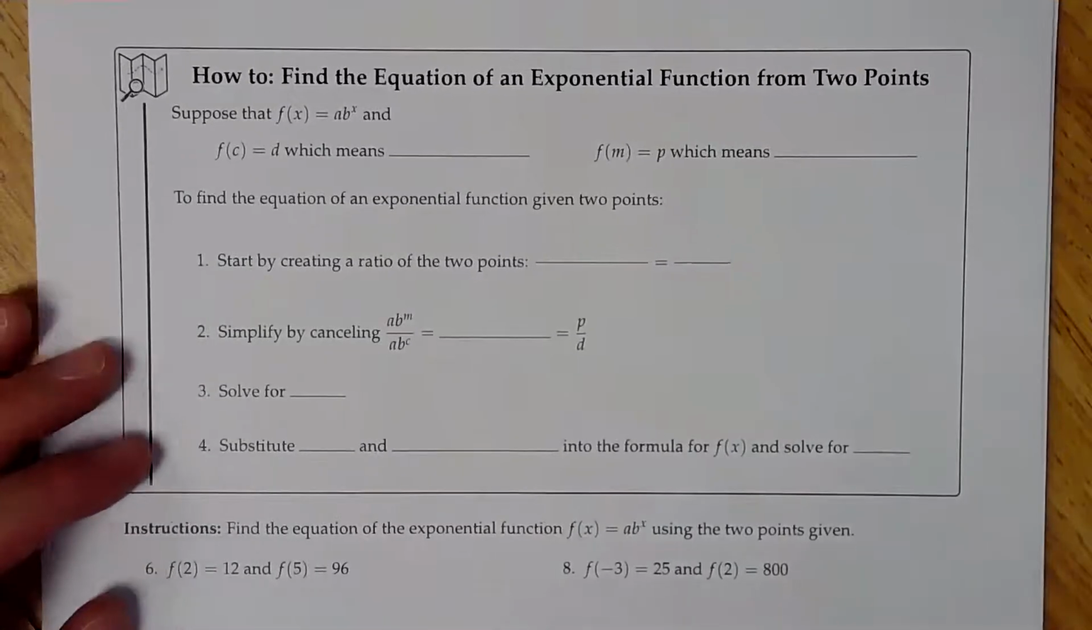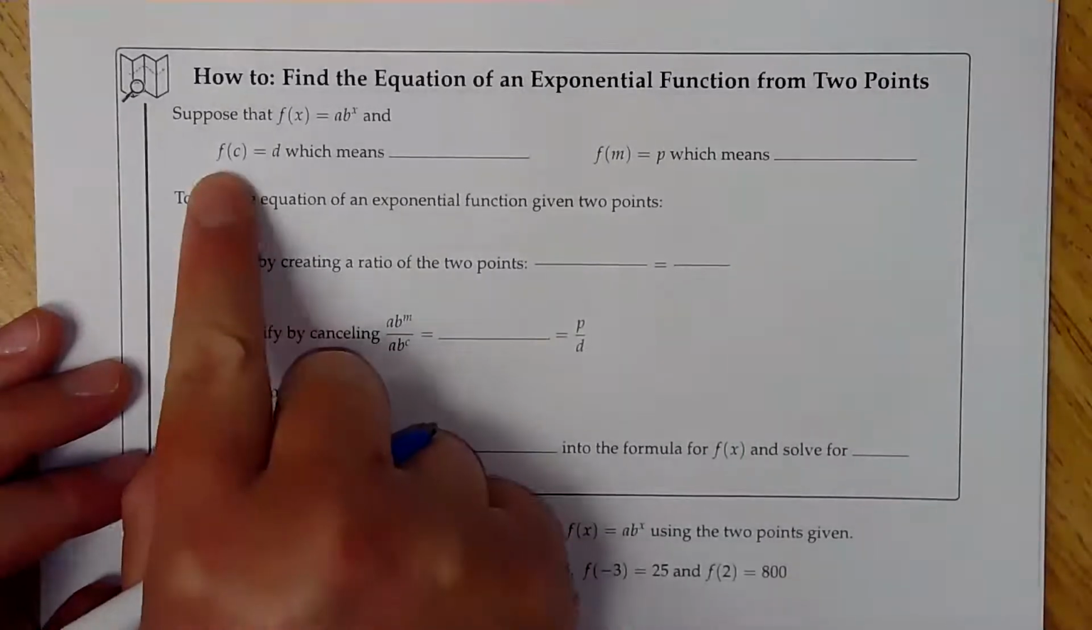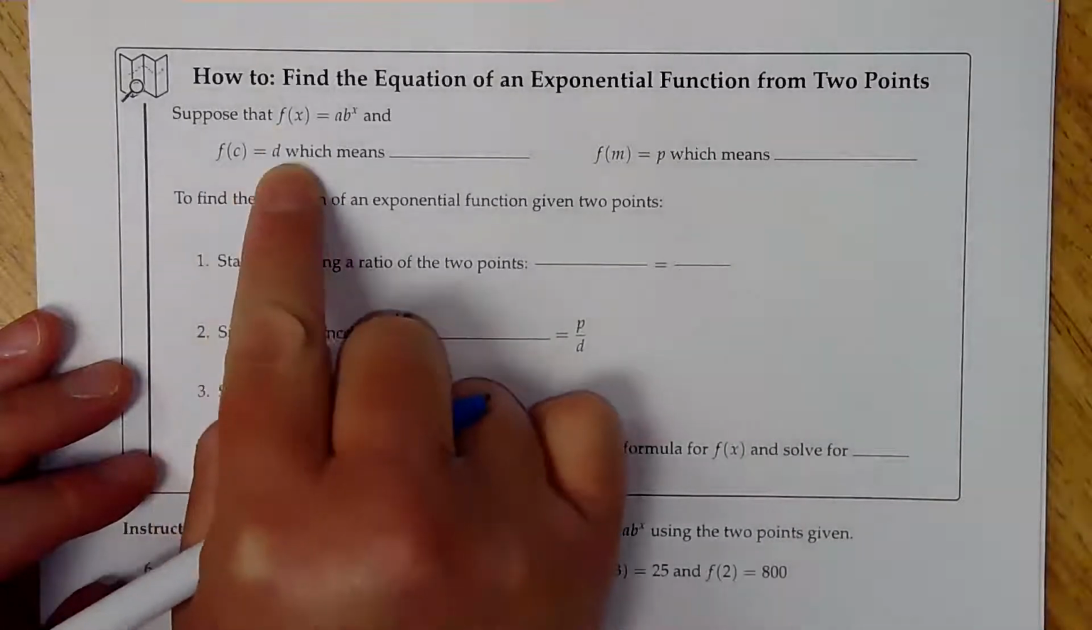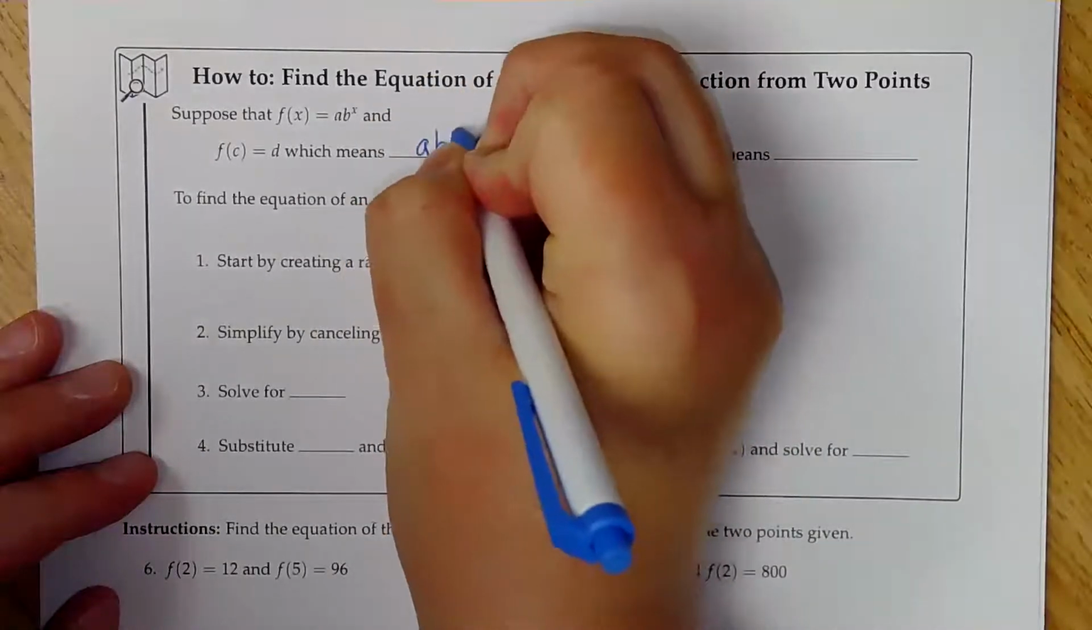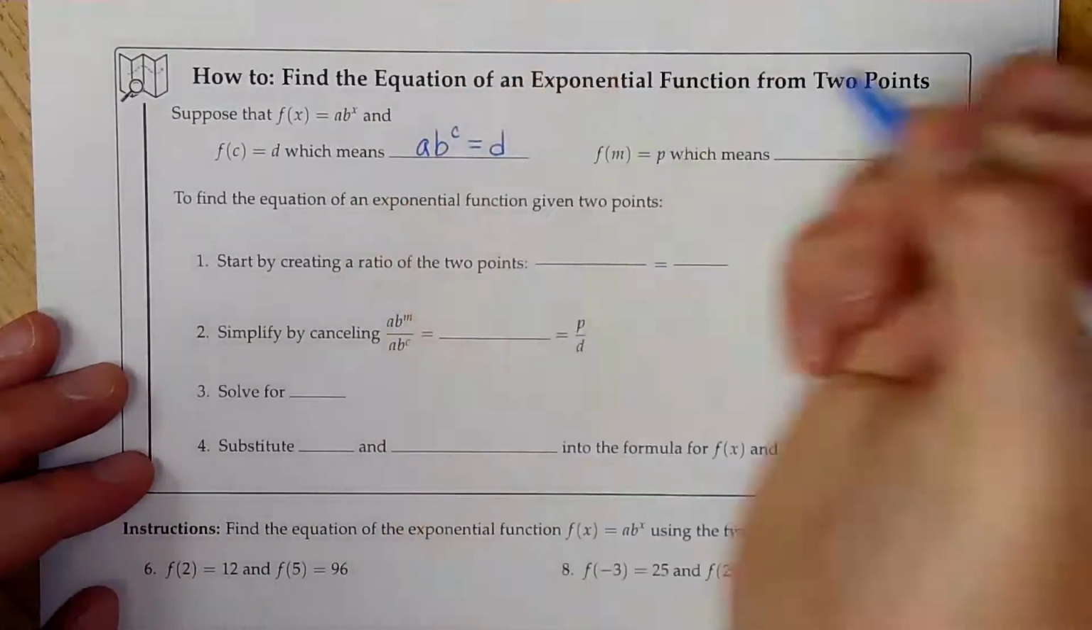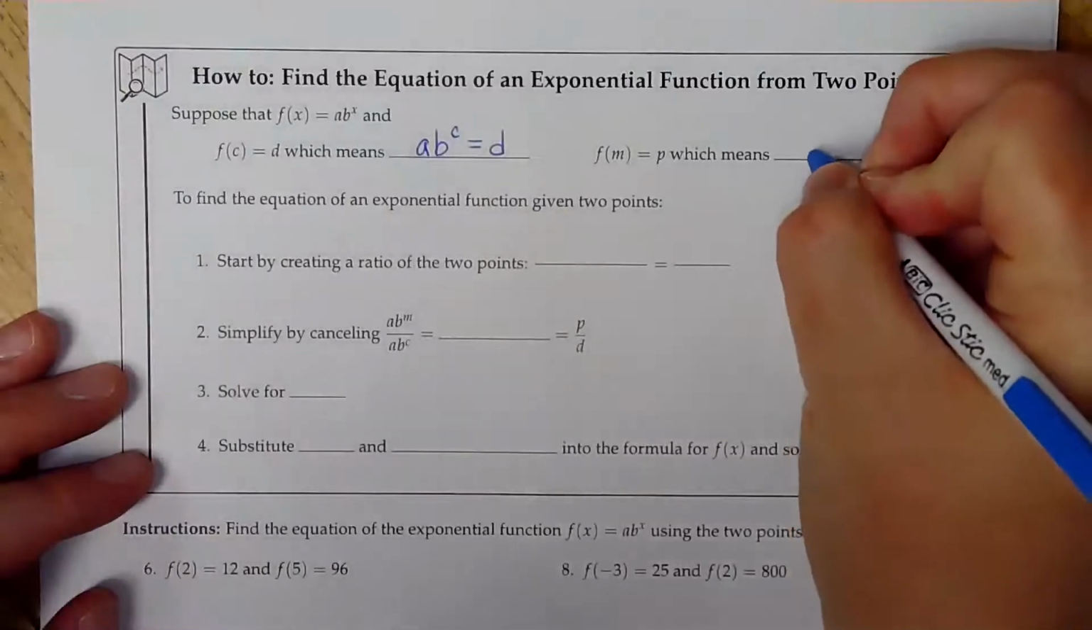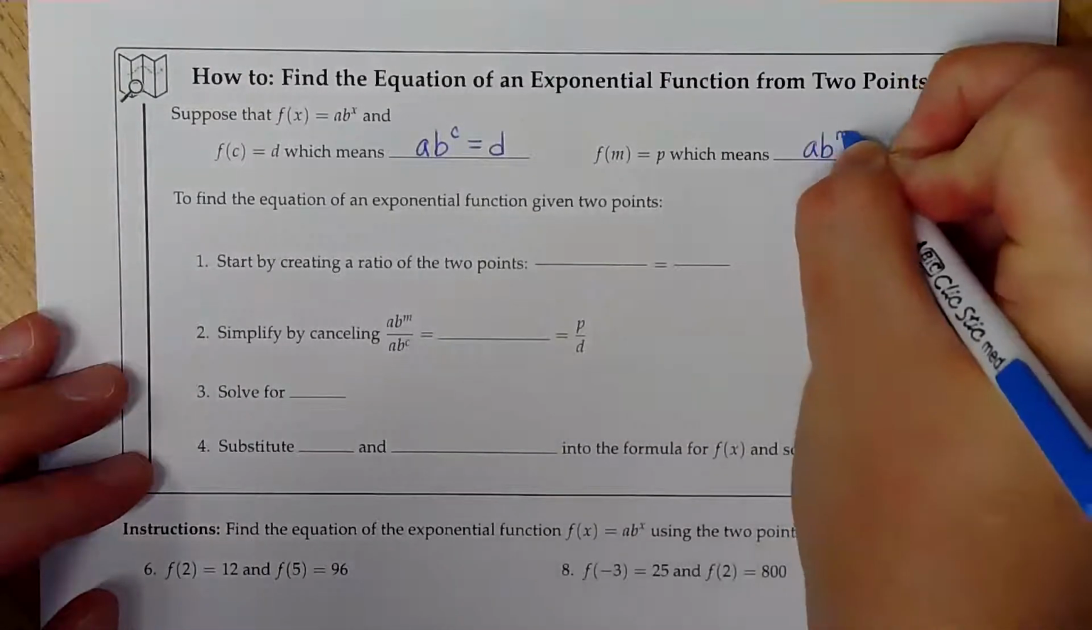So what that means is c is our x, and d is this f of x. So I can rewrite this as ab to the c is equal to d. And this one is going to be ab to the m is equal to p.